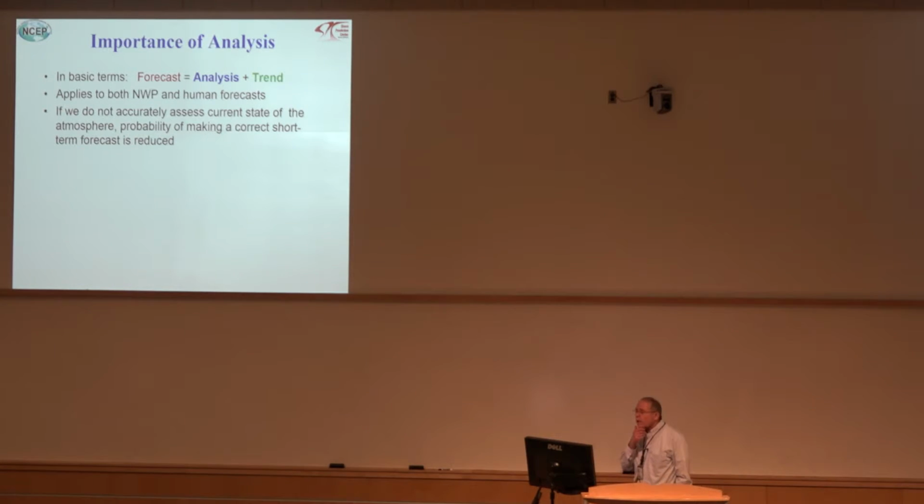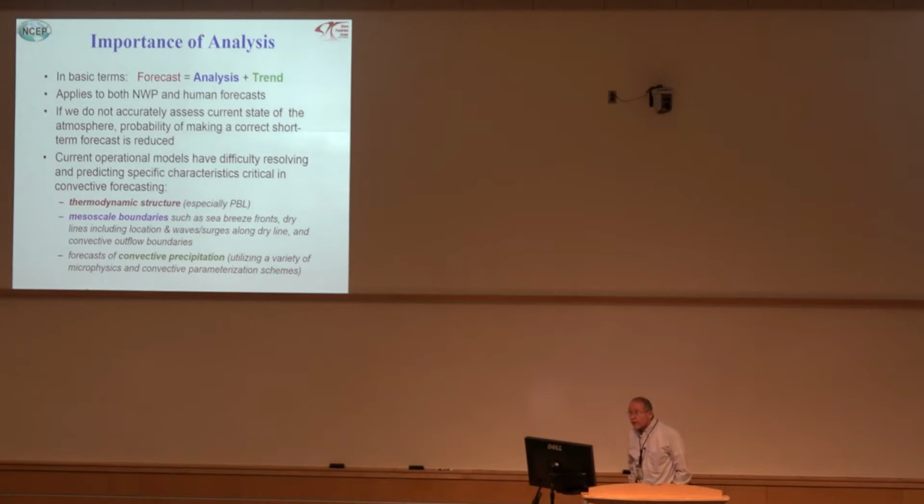So, importance of analysis. If we break this down into basic terms, what's a forecast? Well, you have to start with the analysis and then add a trend. If you're integrating equations in NWP, this is what you're doing. You start with an analysis and you come up with a trend. We have to do that too as humans. Remember the 6 steps that we talked about at the beginning. If we don't accurately assess the current state, our probability of making a correct forecast is probably going to be reduced.